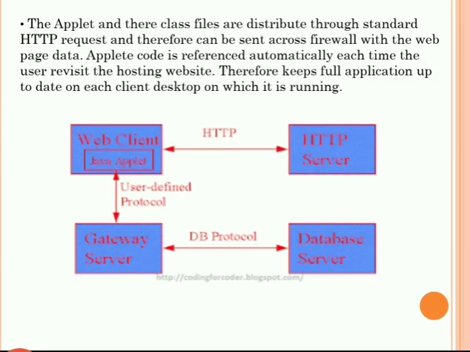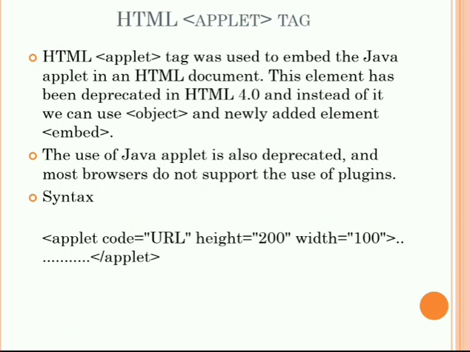Now let us see the next point. The next point is the HTML applet tag. What is actually the applet tag? The HTML applet tag was used to embed the Java applet into HTML documents. This element has been deprecated in HTML 4.0, means HTML 4.0 is not using the applet element, and instead of it we can use object and the newly added element, that is embed.